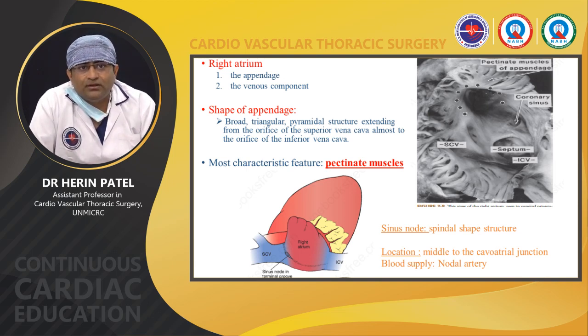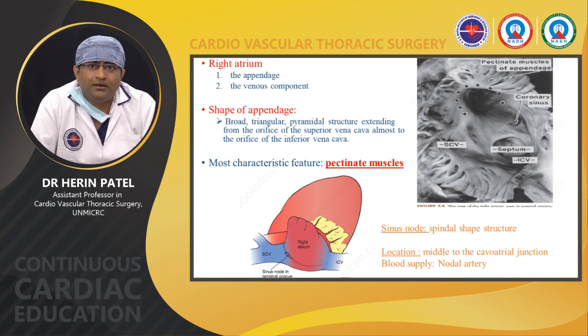The blood supply to the sinus node comes from the nodal artery, which 60 to 80% arise from the right coronary artery, and in the rest of the cases it arises from the circumflex artery.